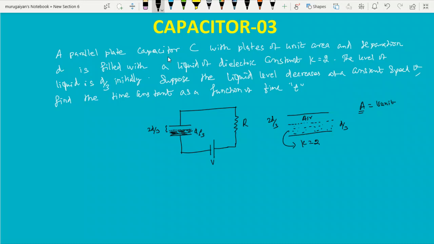The level of liquid is D by 3 initially. Suppose the liquid level decreases at a constant rate V. Okay, so what is the change in liquid level after t seconds?